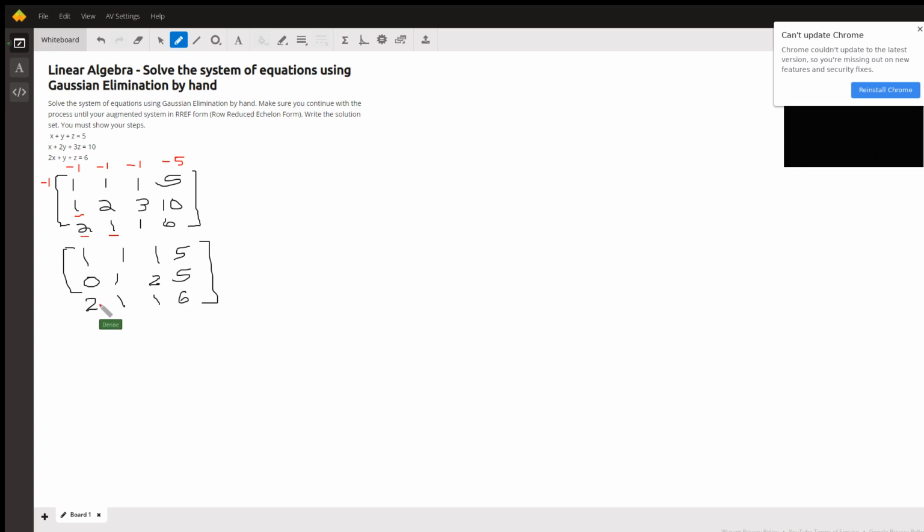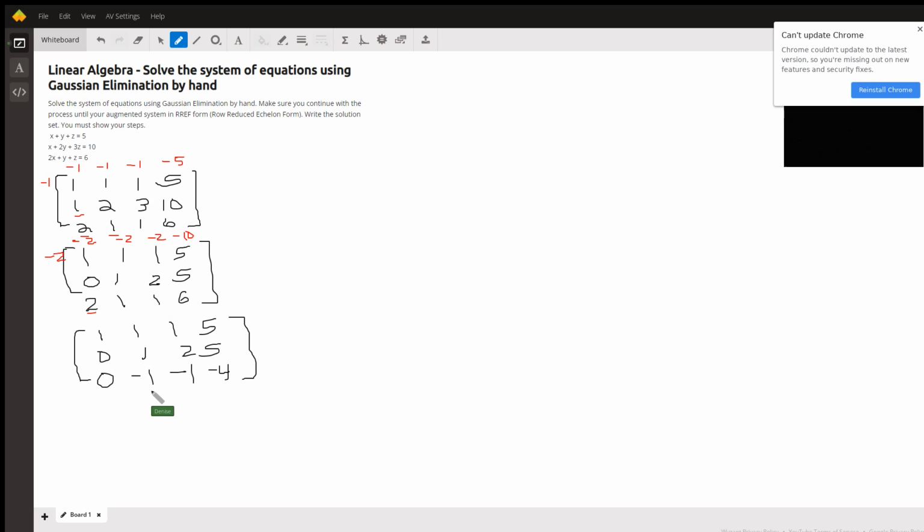Now what I want to do next is for the 0 here, I want to multiply this top row by -2. So I get -2, -2, -10. And then I'm going to add those two rows together. So my first and second row stay the same, and my third row becomes 0, -1, -1, -4.